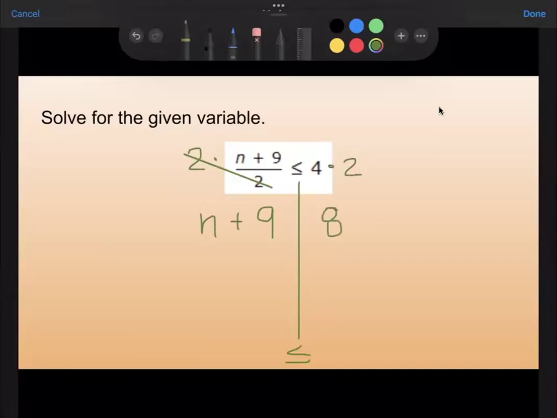So that's my first step. Now I need to get the 9 away from the n and move it to the other side of the line by doing the opposite to both sides. The opposite of adding 9 is to subtract 9. So I'm going to subtract 9 here and subtract 9 here. That means these 9's cancel out to 0, and the n comes down here. 8 minus 9 is negative 1. So I'm going to put that here. That means the solution to this inequality is that n is less than negative 1.